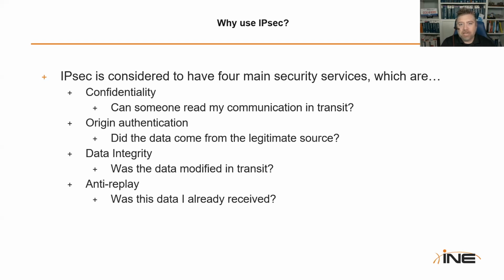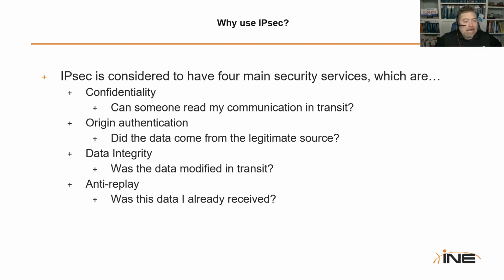Now, why would we want to use IPsec versus some other solutions like using an SSL VPN? The main reason is IPsec has four main security services, or four main features that we're concerned about. Okay, the first is confidentiality, meaning can someone read my communication in transit? So if they grab the packet, can they look inside the payload and see what information is inside there? We have data origin authentication, meaning did the data come from the legitimate source? So if we think that the remote user is Brian, we want to make sure that we have some sort of authenticator, like a password, for example, to make sure that we have the correct device that is actually sending us the packet.